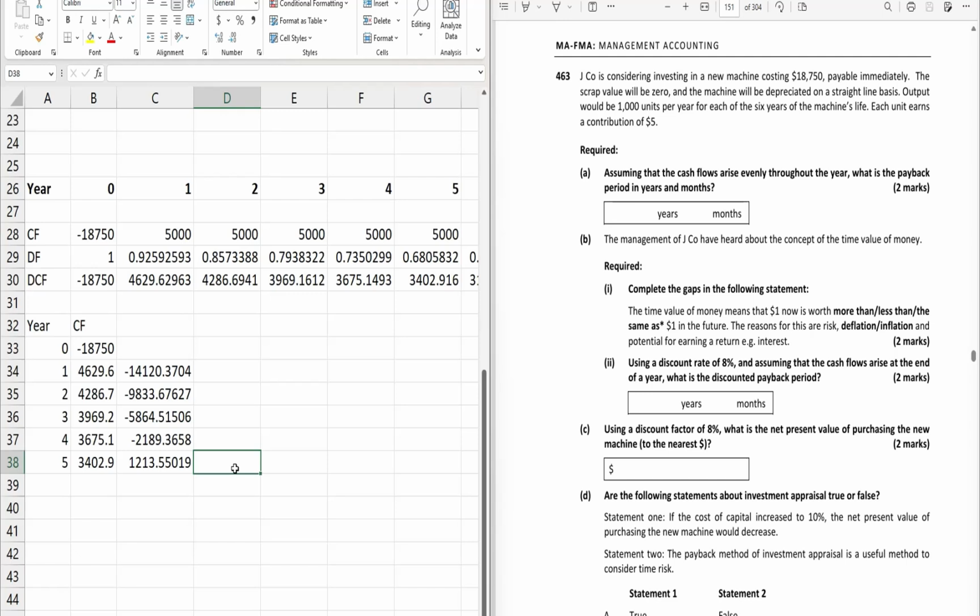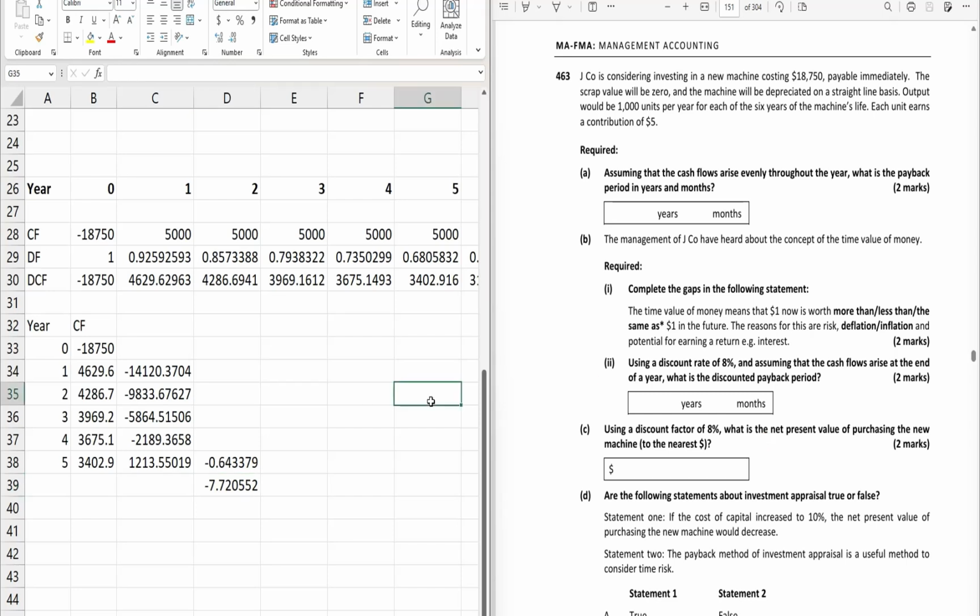So here again we will go towards this and divide by this figure, how much we have received, and multiply this with 12. Okay, so that means 4 years and 7 months we will get back our money. Okay, so this is by using the discounted payback method. All right, so next, using the discount factor 8%, what is the net present value of purchasing the new machine to the nearest dollar?